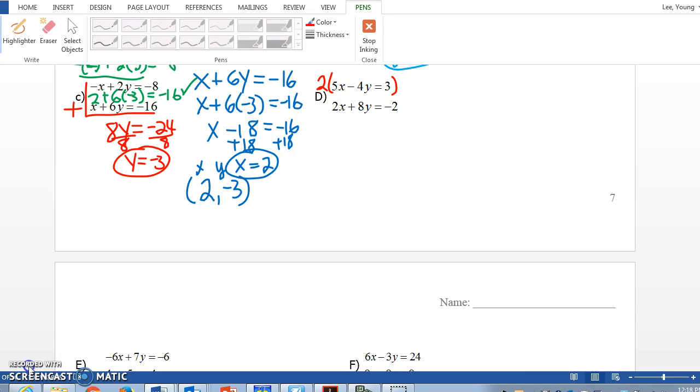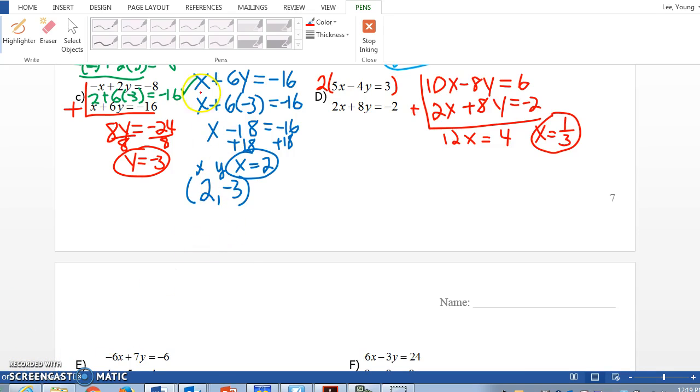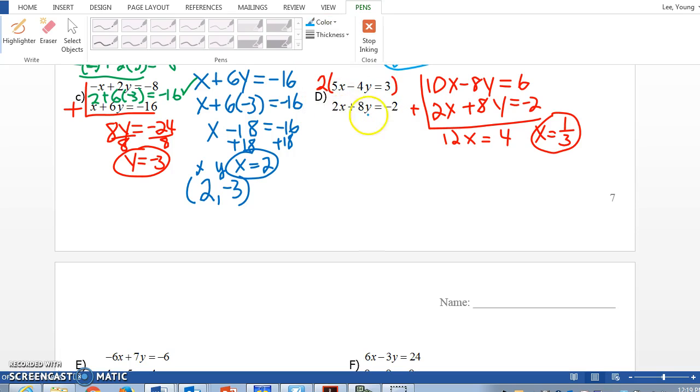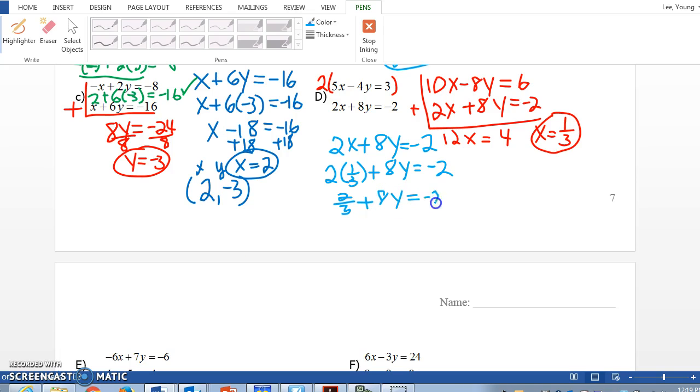Okay, go ahead. You might say, Miss Lee, we got an ugly fraction answer. Yes, we can have a fraction answer. So the x value was 1/3. Now all we're going to do is substitute the value into one of the original equations to get y. So 2x plus 8y equals negative 2, and then we're going to substitute 1/3. 2 times 1/3 plus 8y equals negative 2. 2 times 1/3 is 2/3 plus 8y equals negative 2.